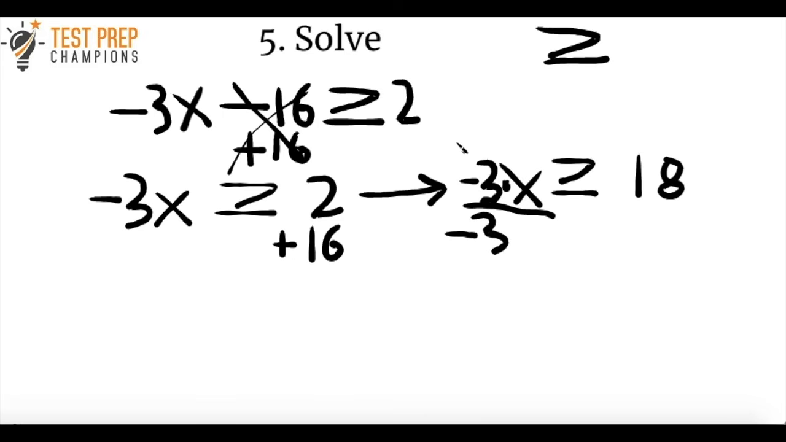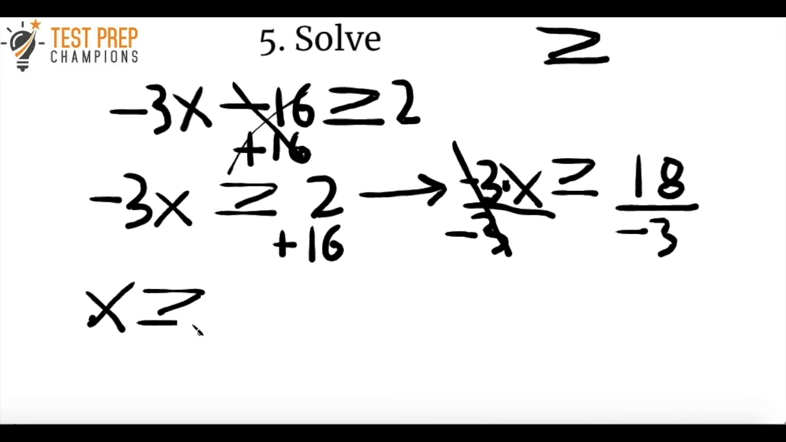So negative 3 divided by negative 3 gives us positive 1. Positive 1 times x is just x, so we don't even need to write that 1. So again, whatever you do to one side, you always do to the other. So what are we going to do over here? We're going to divide by negative 3. All right, and so we have x is greater than or equal to negative 6.